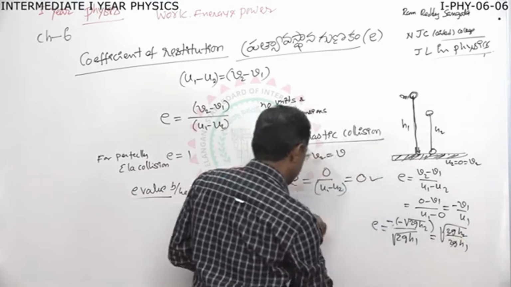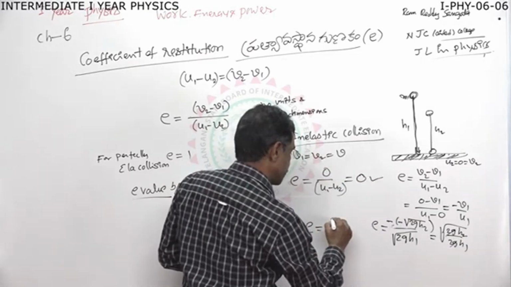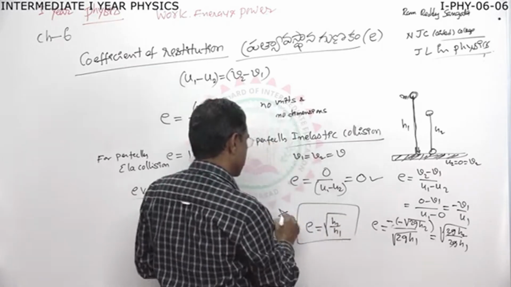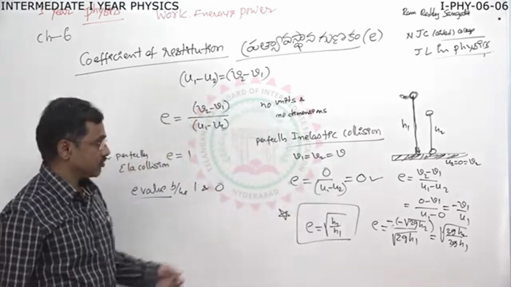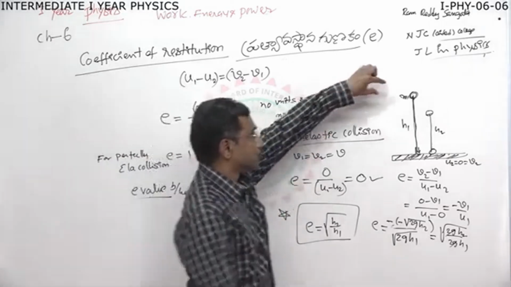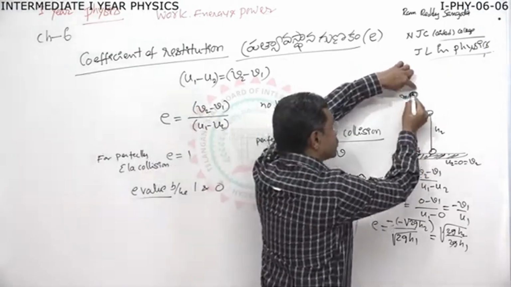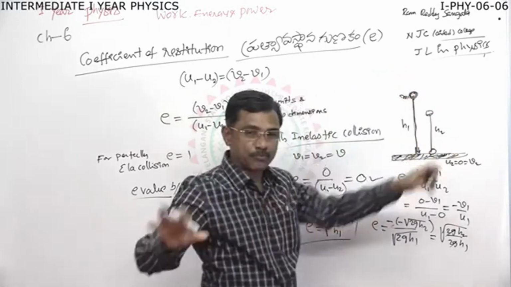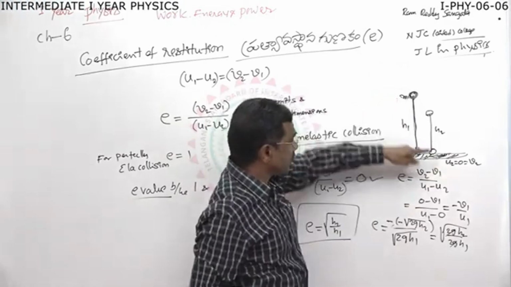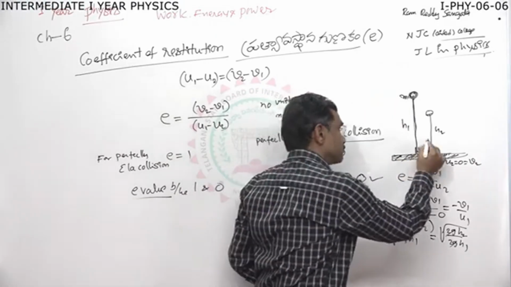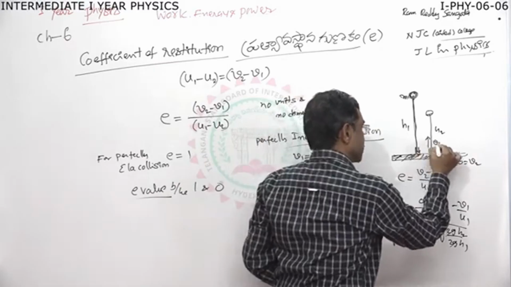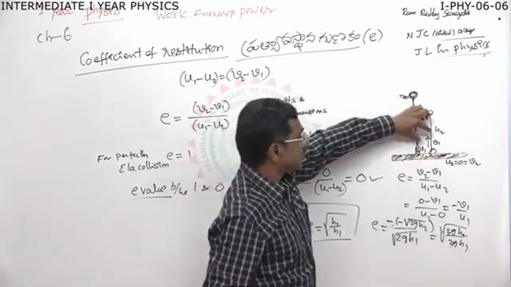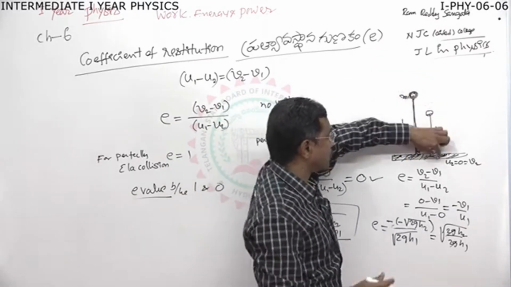So 2g gets cancelled. The expression for coefficient of restitution is the square root of h2 divided by h1. This is a very simple and very important expression for solving numerical problems. Two objects are involved in the collision: one is a small smooth spherical ball, colliding with the second object, a plate. It collides from a height h1 with velocity u1, rebounds with velocity v1, and rises to h2 after collision with the plate.